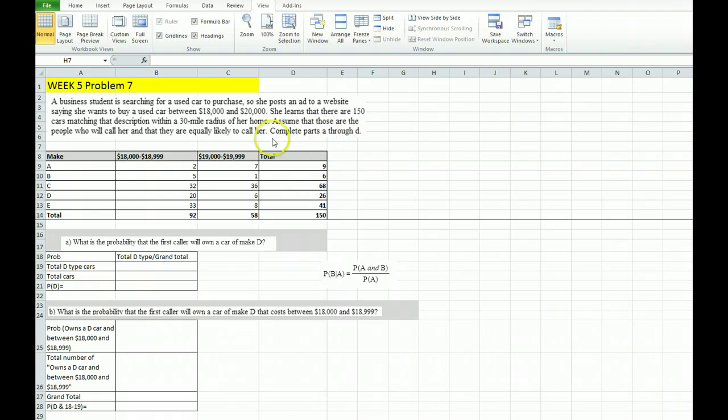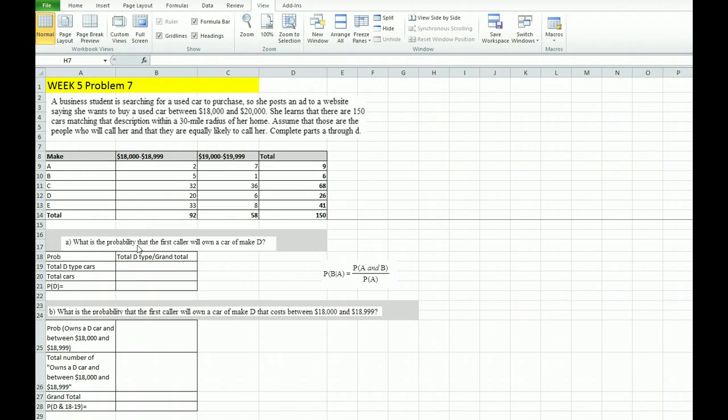We're asked to calculate 4 different values. Now this is the table that we got. There are 6 makes of cars and the numbers that fall within 2 price ranges are shown and the total is also indicated.